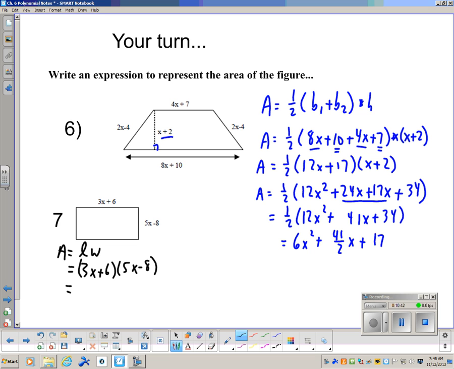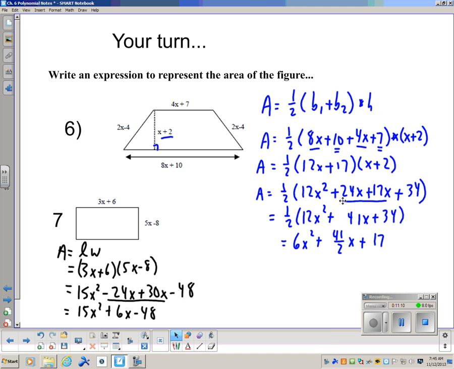So 3x times 5x here is 15x squared. Outer terms 3x times minus 8 is a minus 24x. Inner terms 6 times 5x is 30x. And last terms here is 6 times a minus 8 there, which is negative 48. Combining the middle terms here, we end up getting 15x squared plus 6x minus 48. So there we have the area of our rectangle.